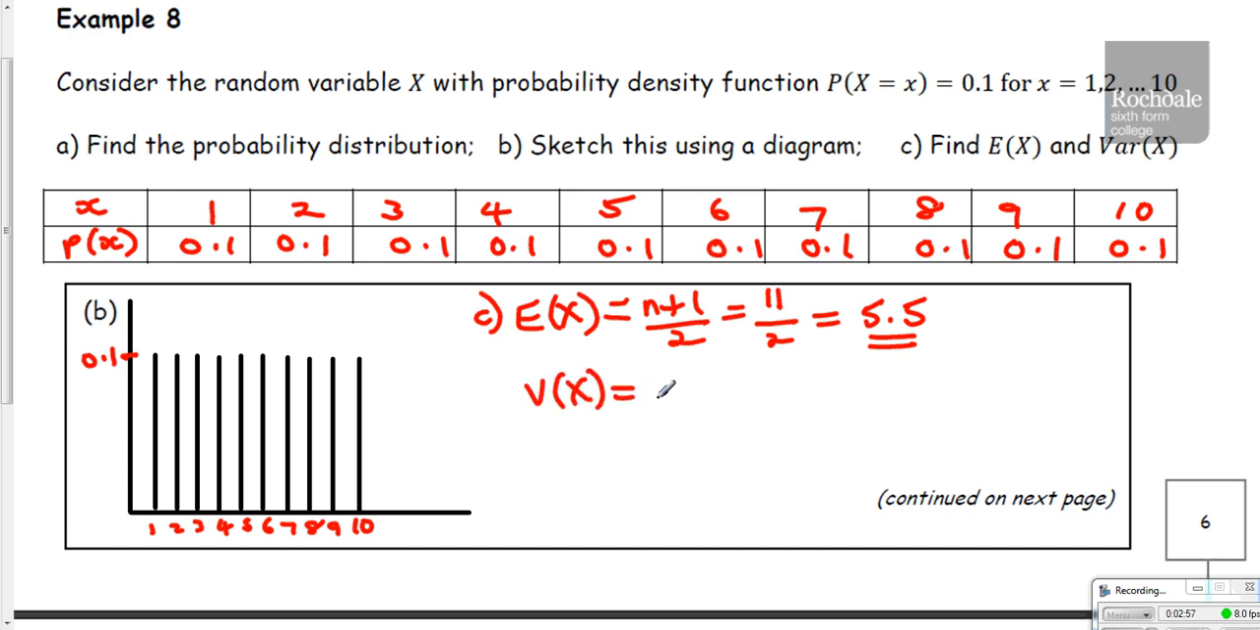The variance of X, remember that formula, n squared minus 1 divided by 12. n squared is 100, take 1, 99, and divide by 12. You could leave it as 99 over 12, or you could write it as a decimal if you want to. Again, you could do the standard method for working out the variance, but I think you'll agree that that one's a little bit quicker.